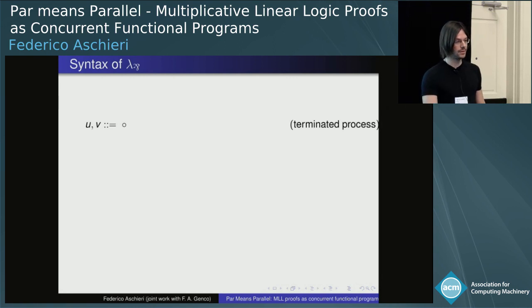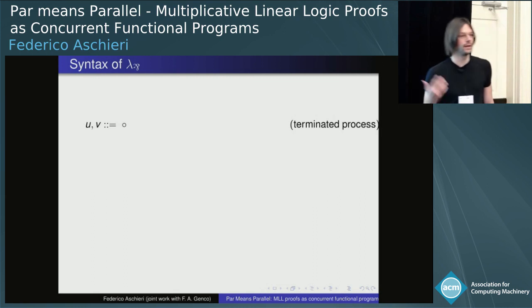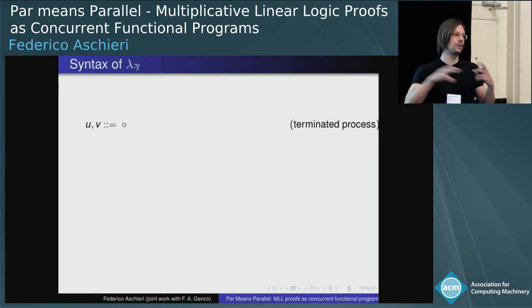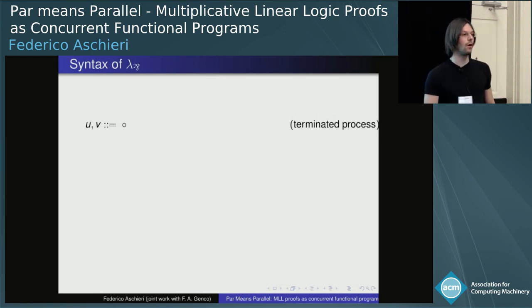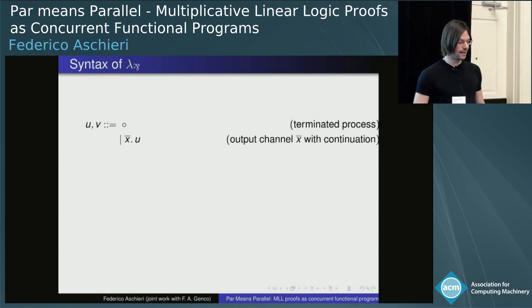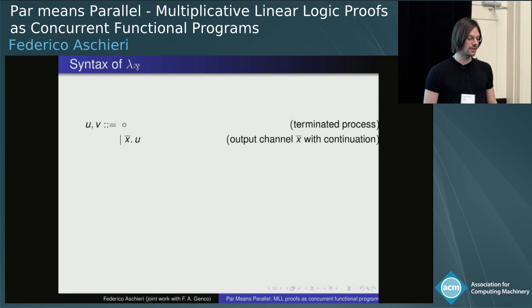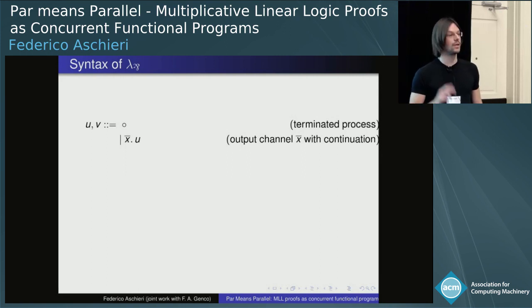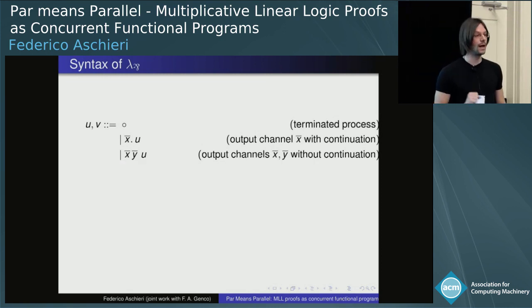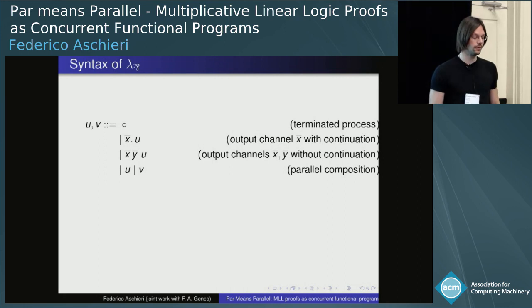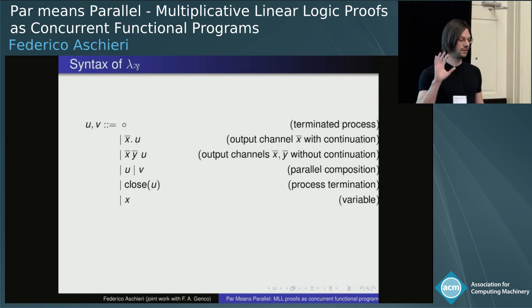So the syntax is essentially a simple extension of both the lambda calculus and the pi calculus. So it's just a merge. And there is the void, the terminated process, which is the circle. And then we have channels. So with x bar u, I denote a channel with the continuation u. And it's an output channel. When this channel is applied to an argument, it will transmit the argument along the channel. So then we also have output channels without continuation. Then we have parallel composition. Then we have a construct for terminating processes. It's not very important. And then this is the communication part.